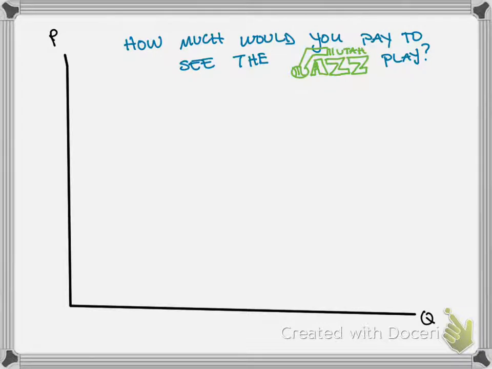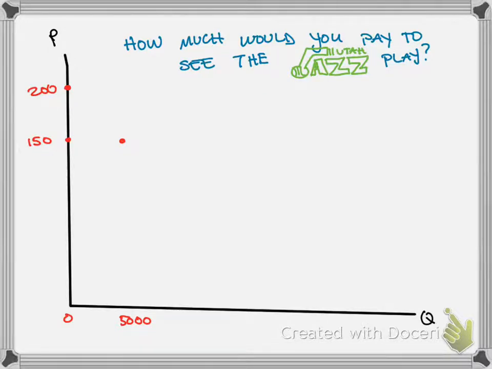The question I have for you is, how much would you be willing to pay to watch the Utah Jazz play basketball? So if I were to ask how many of you would be willing to spend $200, none of you would say yes. So the quantity would be 0. But as we lower that price, maybe to $150, well, maybe not just you, but everybody in all of Utah, we might be able to get 5,000 fans at a game for $150 a pop.